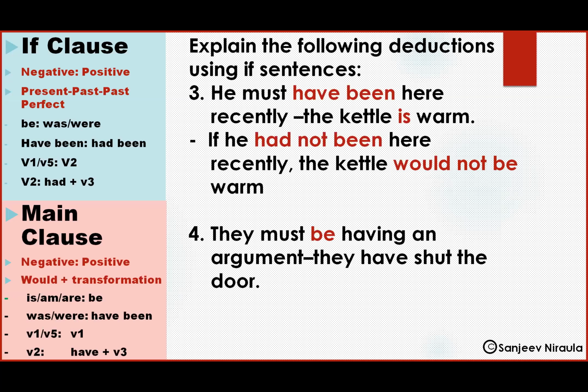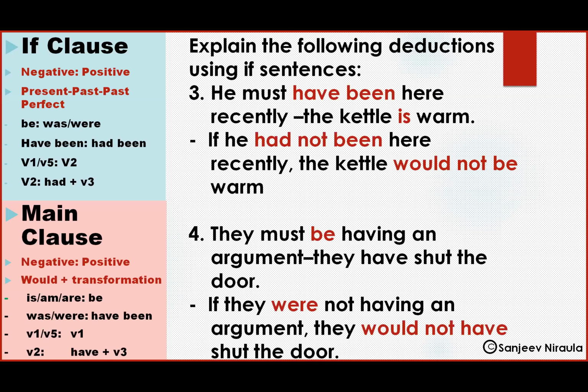Convert be into was or were, that's positive, make it negative. And in the second clause, they have shut the door, have is not highlighted, so have is auxiliary verb 1, so keep it as it is. And it is positive, make it negative. Then the answer is if they were not having an argument, they would not have shut the door.